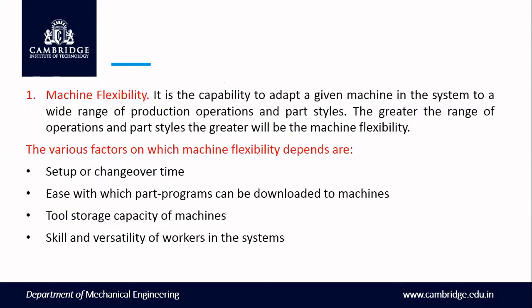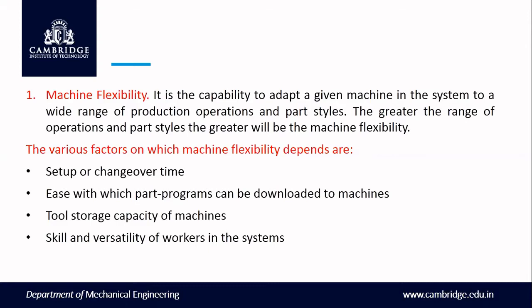Now what is machine flexibility? Machine flexibility is the capability to adapt a given machine in the system to a wide range of production operations and part styles. The greater the range of operation, that is range of operation and part styles, the greater will be the machine flexibility. That is, the greater the variety of operations you are performing in a single machine, and the variety of parts you are supposed to produce in a single machine, that will be the flexibility of the machine.